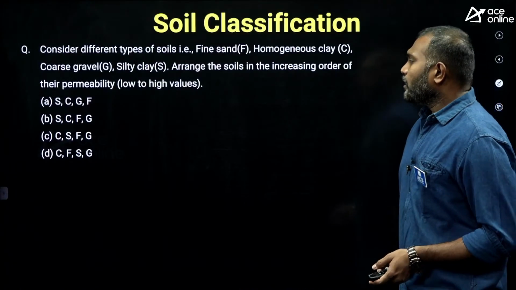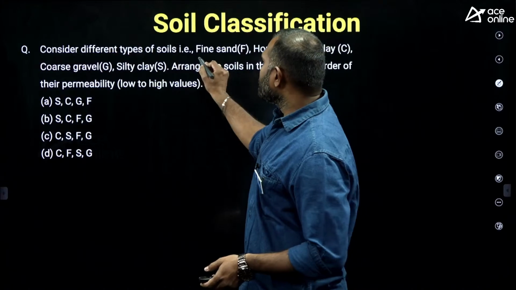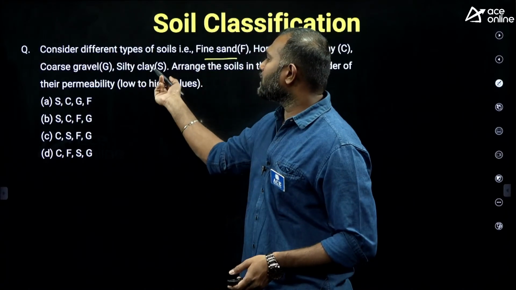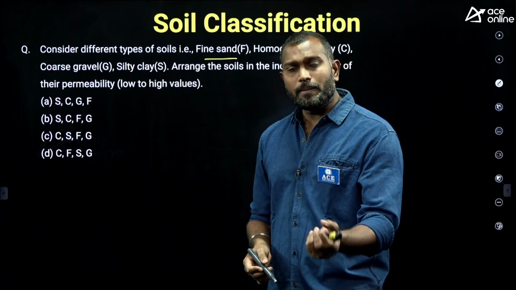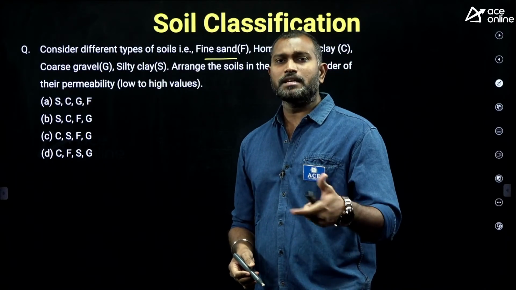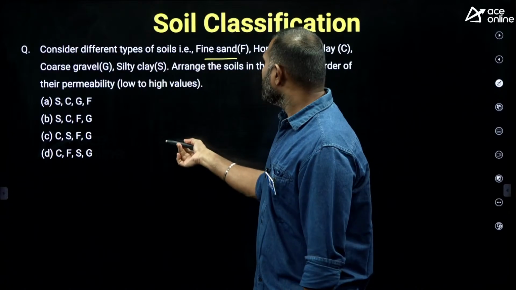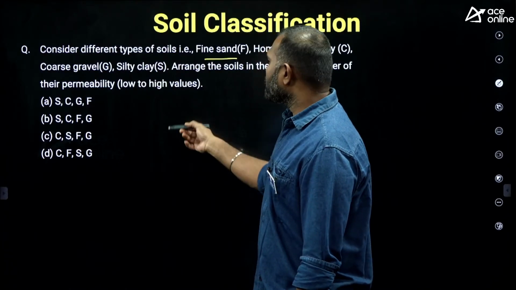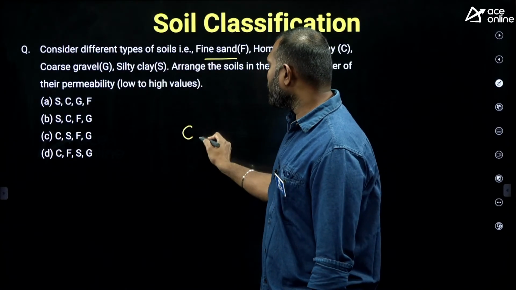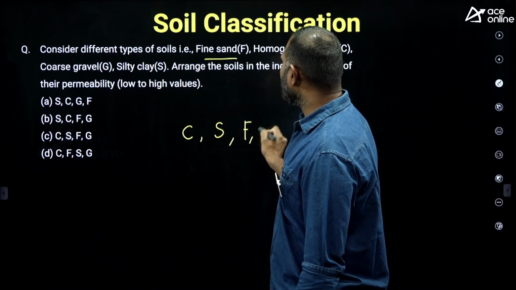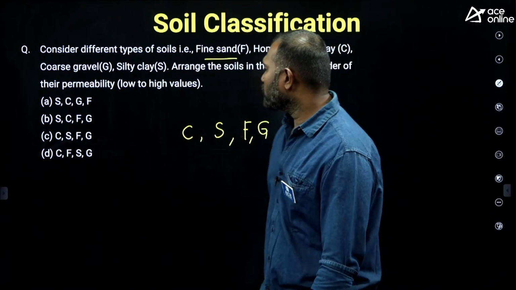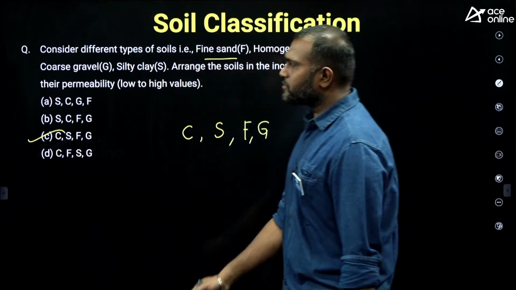Now consider different types of soils: fine sand, homogeneous clay, gravel and silty clay. Arrange the soils in the increasing order of their permeability. So permeability depends upon the size. Larger the size, more the permeability. Out of this, clay has low permeability, low to high, right? And then silty clay, and then fine sand, and then gravel. So CSFG, the correct answer is option C.